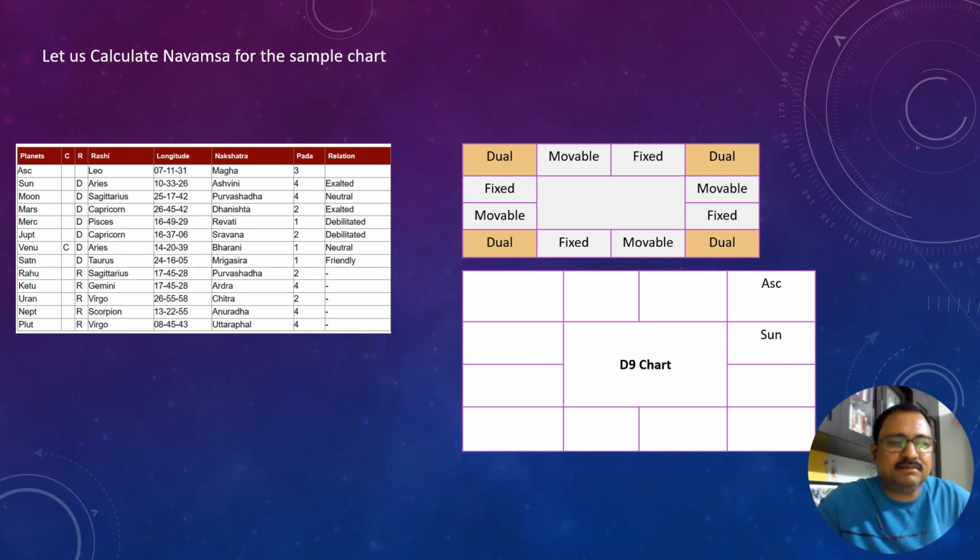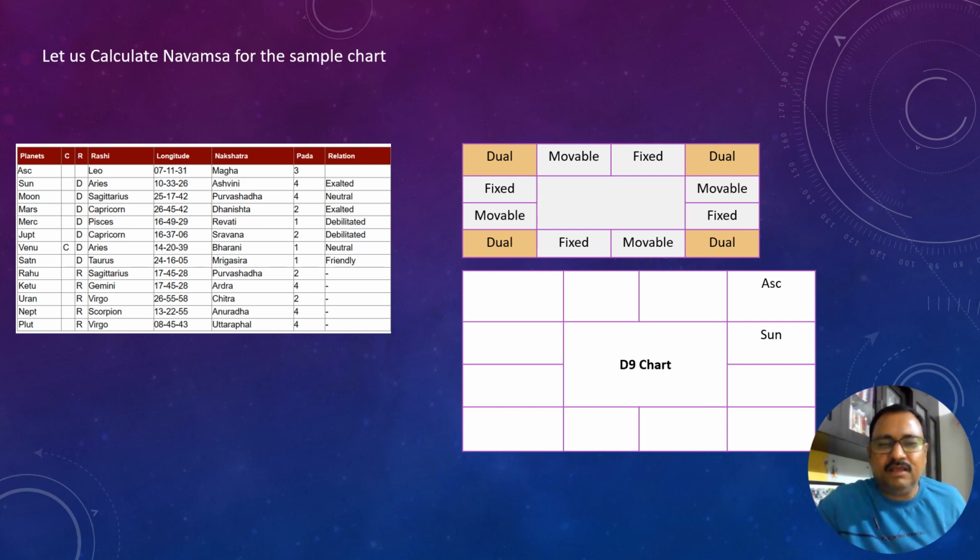Let us look at the Sun. Sun is in Aries at 10 degrees 33 minutes and 56 seconds. As I explained in the previous example, this is going to be the third Navamsa. Aries is a mobile sign, and the Sun is in Aries in the D1 chart. So start counting from Aries: the first Navamsa is Aries, second is Taurus, third is Gemini, and fourth is Cancer. So in his Navamsa chart, the Sun is in Cancer. It's very simple.